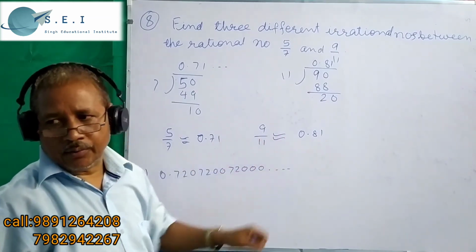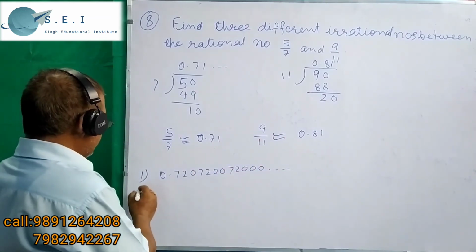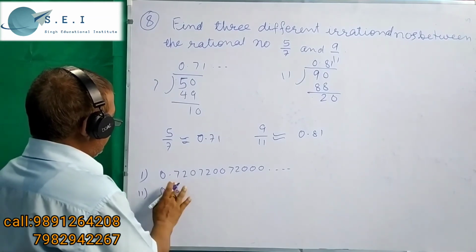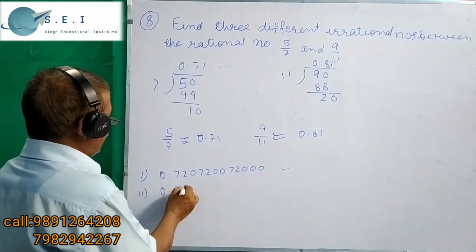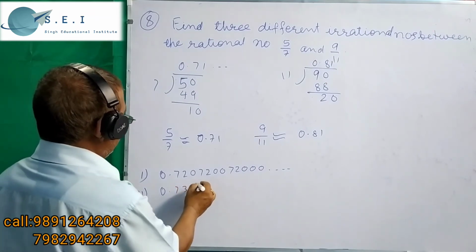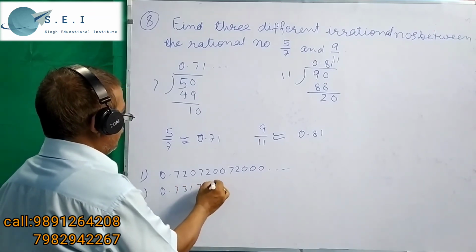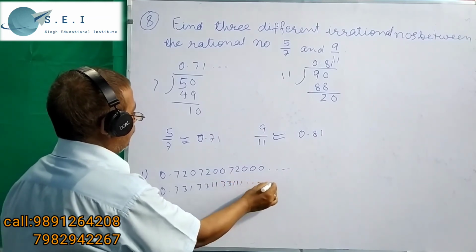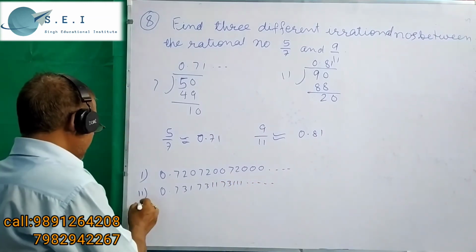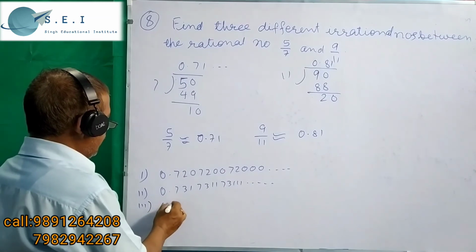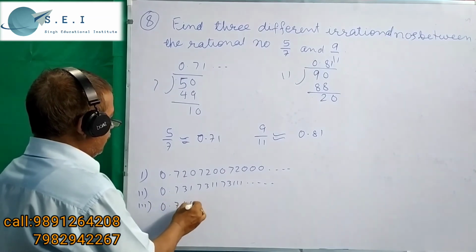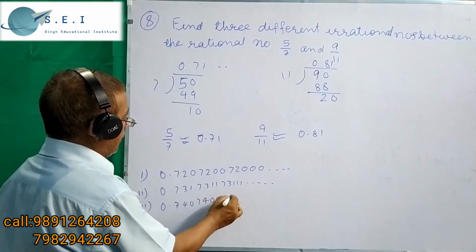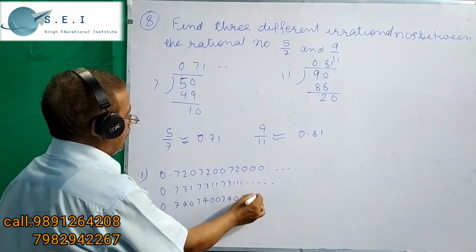The next example may be 0.7311 7311 and so on. The next example may be 0.74007400 7400, and so on.